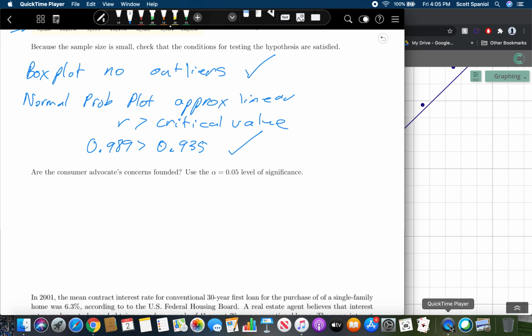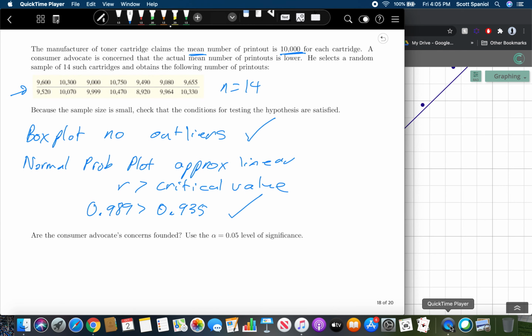So now we can do the hypothesis test. So for the hypothesis test, we first write our hypotheses. So the null hypothesis would be that the mean number is 10,000. And then the alternative hypothesis would be that it's less than that, right?